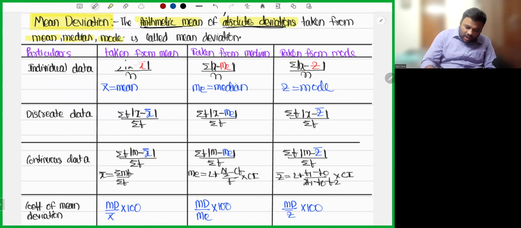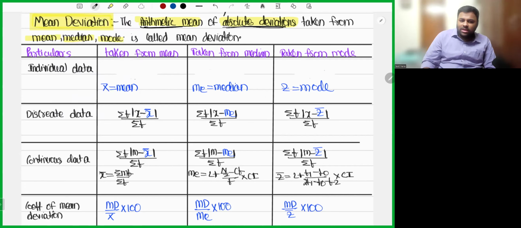He's telling arithmetic mean of absolute deviations taken from mean, median, and mode. My dear friends, this mean deviation can be calculated either from mean, or from median, or from mode. Okay.